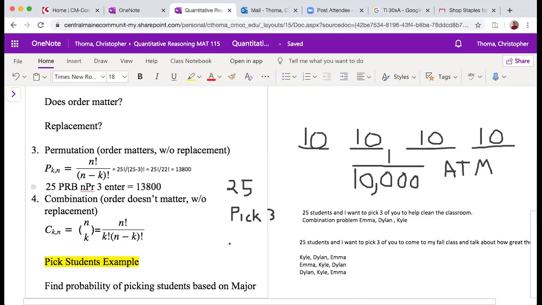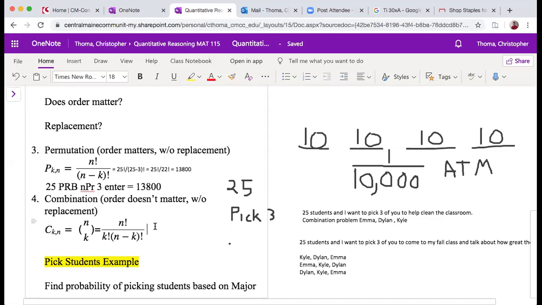Wait, 3, not 23? I mean, not 22? No, you put in 3. If you use the NPR, you put in 3 because 3 is how many you're picking. If you actually use the exclamation point, the factorial sign in your calculator, then you put in the formula. So this is using the formula, which is what we have written here, or this is using the built-in function in your calculator. Okay. Yeah, I don't think I've ever done that before with the NPR.